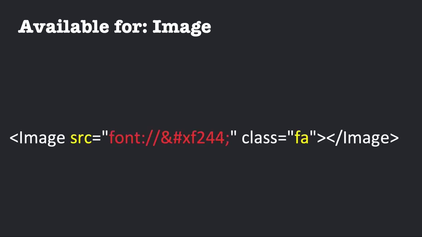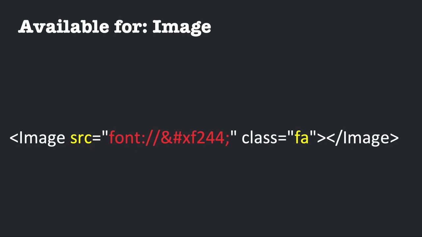If you're using an image component, then on the source property, so it's actually the alt property, using the same syntax, font:/ code for the icon, class fa, and then this will actually render the font icon inside your image component.